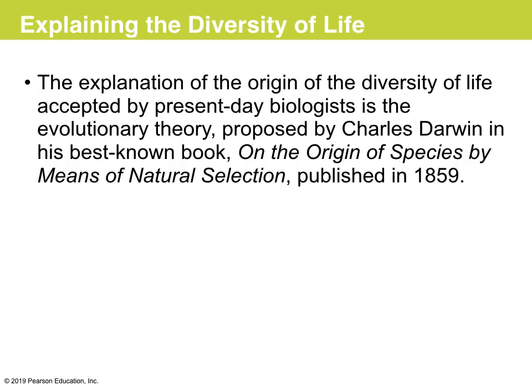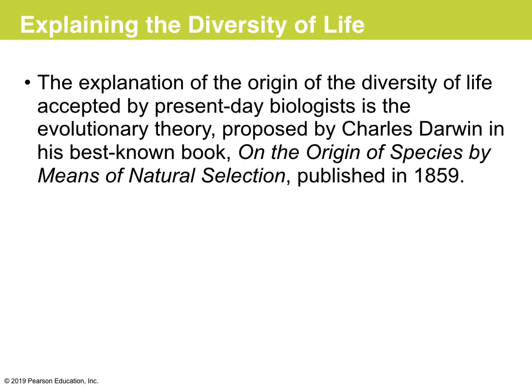Now, explaining the origin of this diversity of life, right? So we have this way of naming things and grouping things, but where did all these different forms come from? Well, the explanation of the origin of the diversity of life accepted by present-day biologists is the evolutionary theory, proposed by Charles Darwin in his well-known book On the Origin of Species by Means of Natural Selection, sometimes just referred to as On the Origin of Species or The Origin of Species. But he published this in 1859. So if you think about that, that's not really that long ago. This is relatively recent in terms of human history.